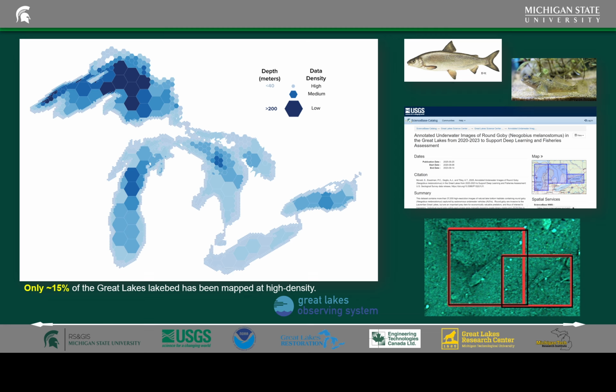Now, Pete and his group have been really great about identifying and distributing data sets for training machine learning models to identify everything from rocks, which is what we're working on currently, to submerged aquatic vegetation, round goby, and others. So it's kind of an ecosystem, if you will, of technology to try to get a more comprehensive lake bed habitat map.